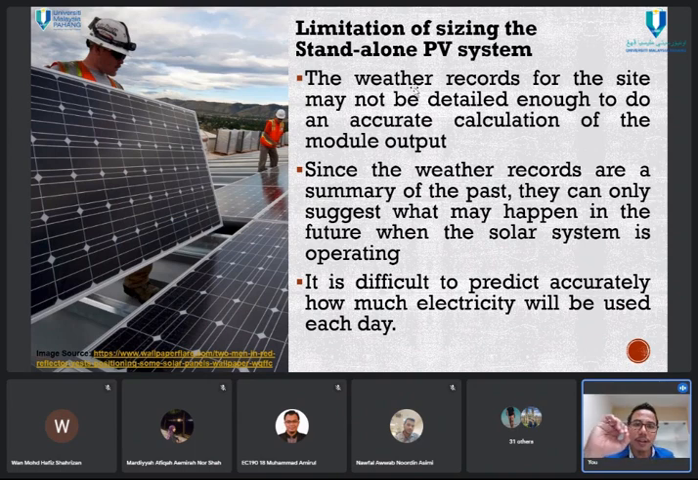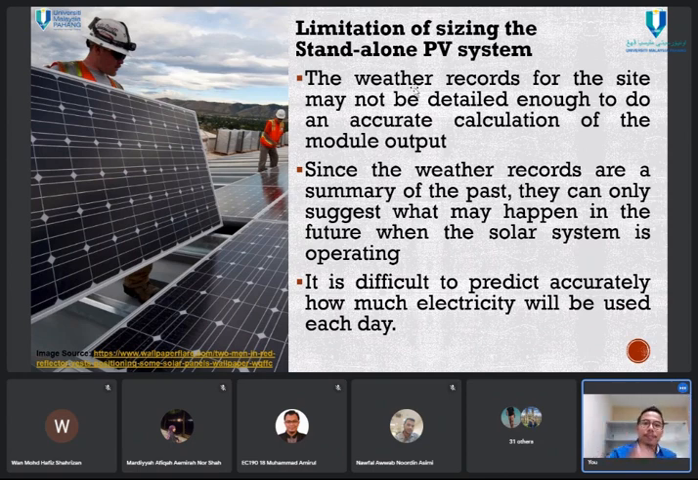But for the case of the weather record for the site not being detailed, this is referring to the solar irradiance, to be specific. Until this moment we haven't seen a weather forecaster in the news or on the internet showing that the total solar irradiance for Kuala Lumpur from 9 a.m. to 10 a.m. is about this much. We haven't got that kind of value yet.